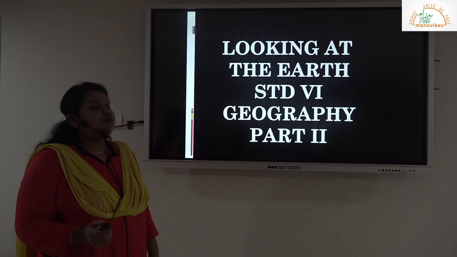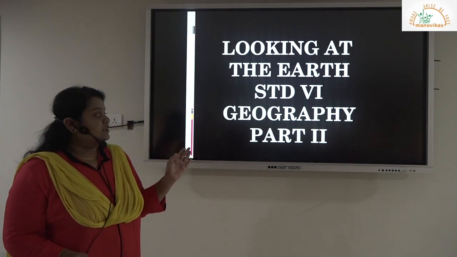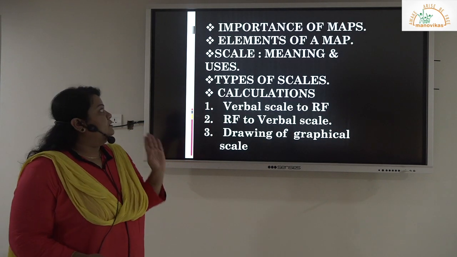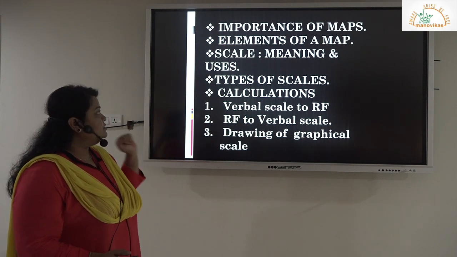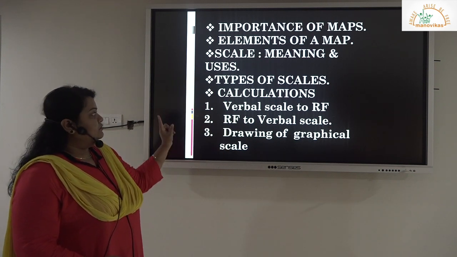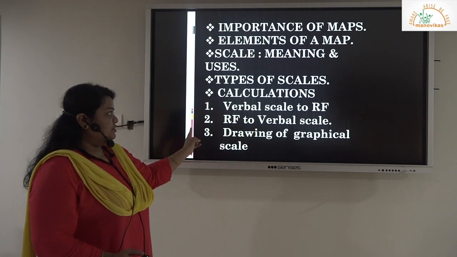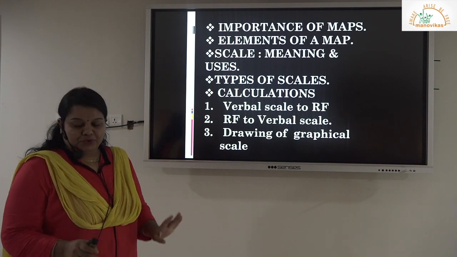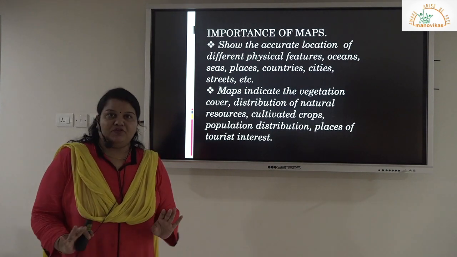Okay. Coming towards today's session, what we are going to continue with this chapter. In this chapter, looking at the earth, we'll speak about importance of maps. We'll speak about elements of a map, scale, its meaning and uses, types of scales, calculations based on the scales, verbal scale to RF, that is representative fraction, RF scale, that is representative fraction to verbal scale, and drawing of graphical scale. This is what we are going to do today. So let us begin.